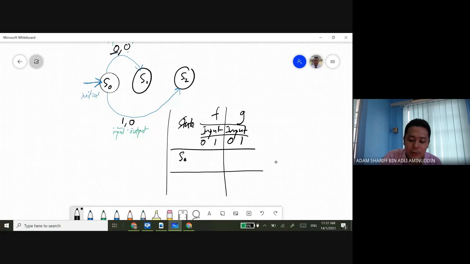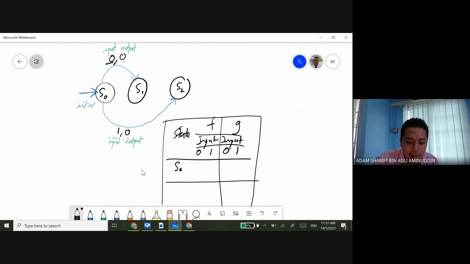The table that we will produce based on my simple representation here, S0 ni initial. Kita tengok dekat transition dulu, F. If the input is 0, daripada S0 dia pergi mana? Dia pergi S1. Kalau input dia 0, S0 ni dia pergi ke S1. If the input is 1, it transition from the initial state S0 to S2.